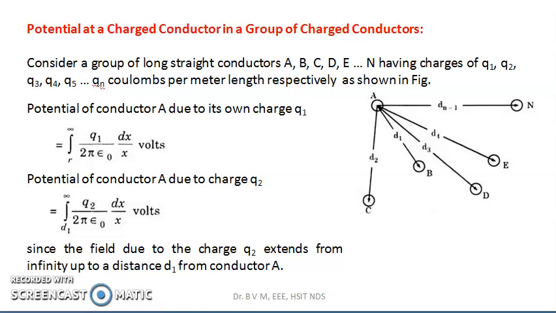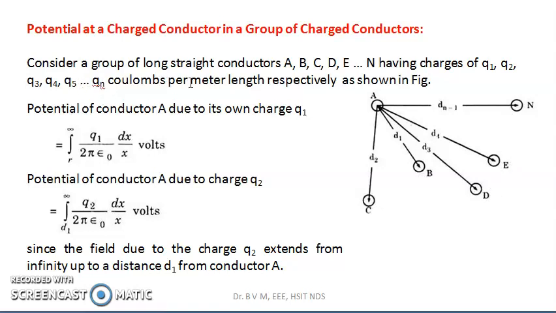Hello friends, in this video lecture we shall discuss the potential at a charged conductor in a group of charged conductors. Later on we shall calculate the capacitance of a single phase 2-wire overhead transmission line. Let us begin here. We have n number of conductors: A, B, C, D, E and up to N.